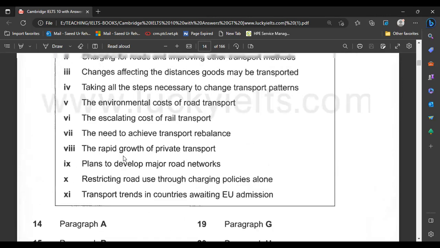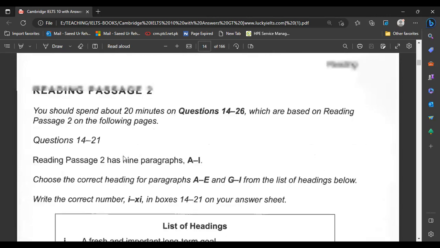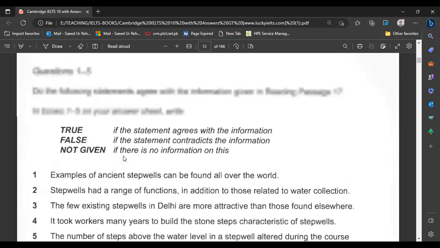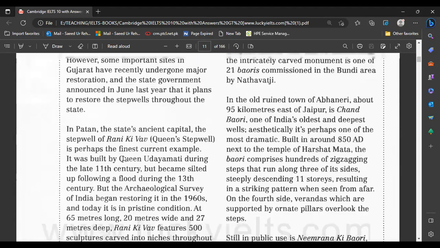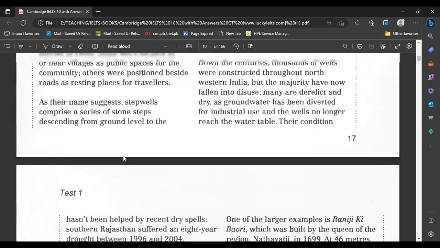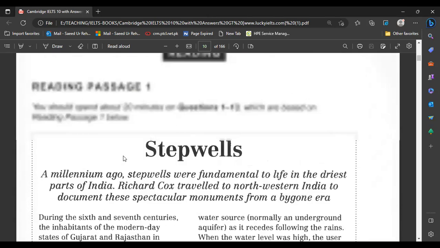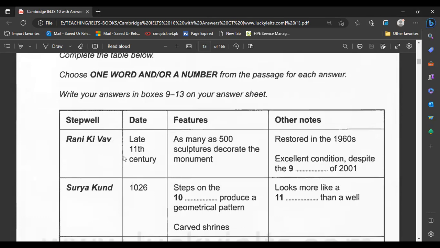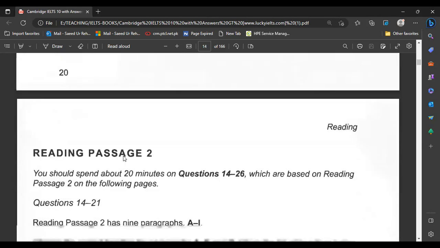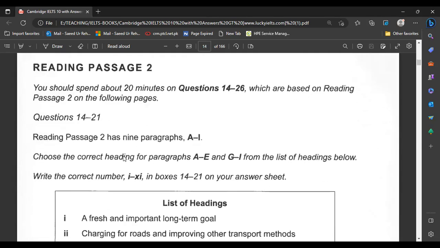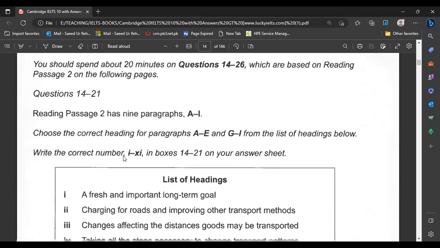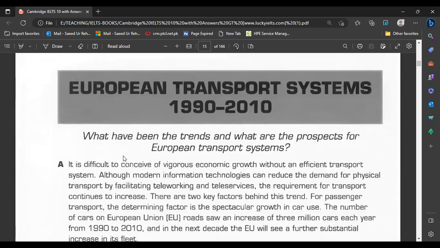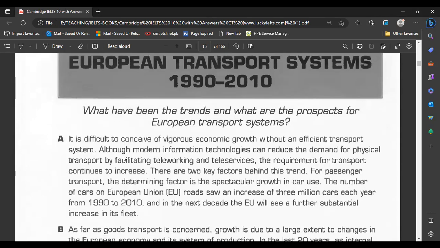So what will you do? You will read, there is paragraph A, B, C. This is about the passage 1, and now this question is related to passage 2. We will move forward. Sometimes the questions are before the passage. Okay, and it is about passage 2. Here, passage 2 is here. So what will you do?